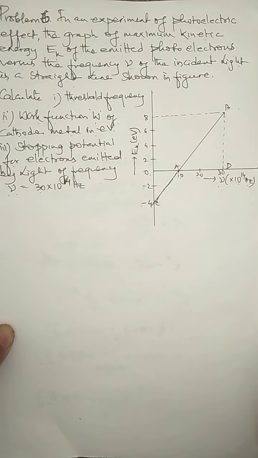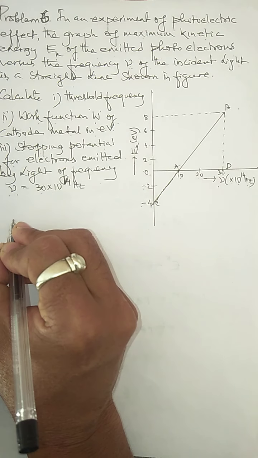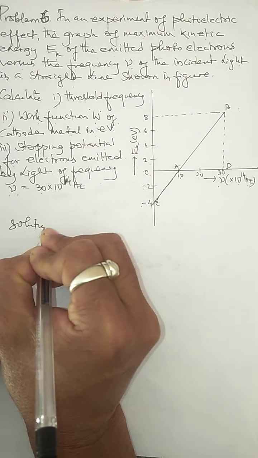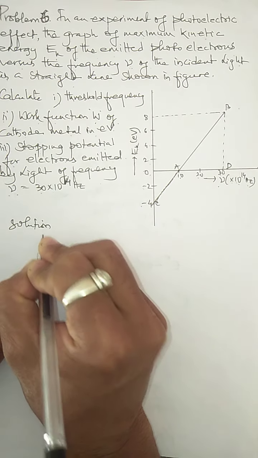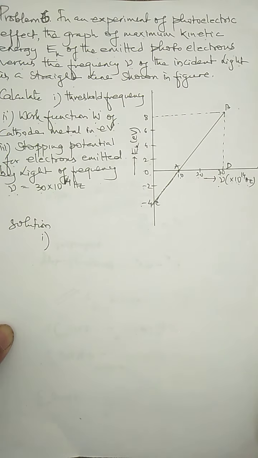So from this graph, the first thing that we need to calculate, we do the solution of the first part of the question, is the threshold frequency. And children, do you know what threshold frequency is? It is the minimum frequency required to eject the electrons from the metal plate. And that is the threshold frequency.